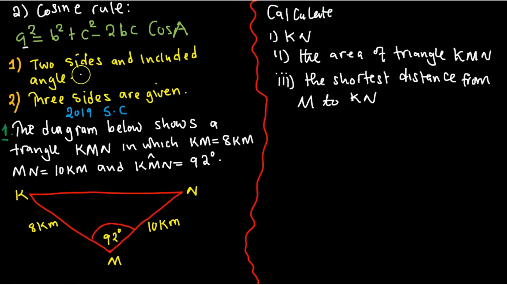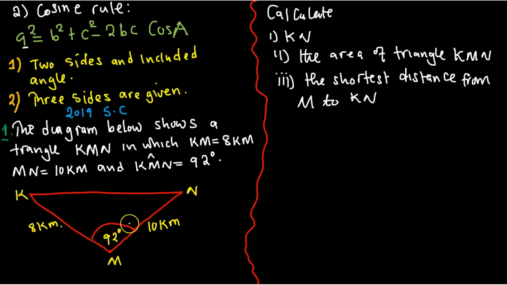In the first one, like this question that we are going to answer, that came in 2019 school certificate, as you can see, there are two sides here, and in between there's an angle of 92 degrees. This is an included angle because it is found between two sides.